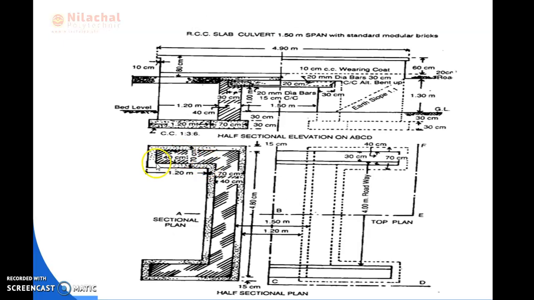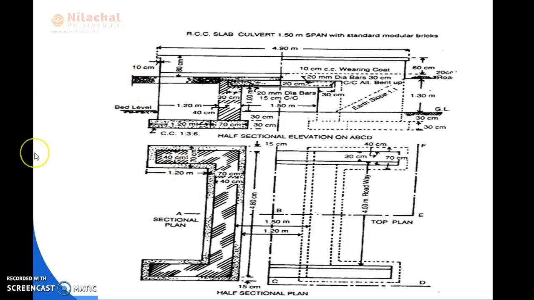From this point to this point the distance is 1.05. After that, here also there is an offset of 15 centimeter or 0.15 meter. The amount we deduct from this part we can add here also. So the deduction and addition amount is the same. So the length of the wing wall is constant at 1.20. It means the length of the wing wall is 1.20 meter.